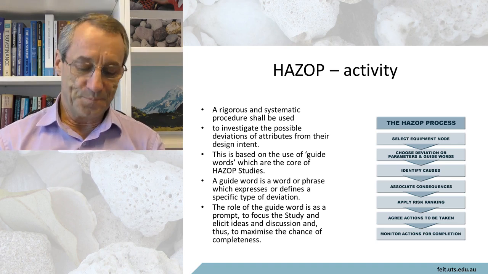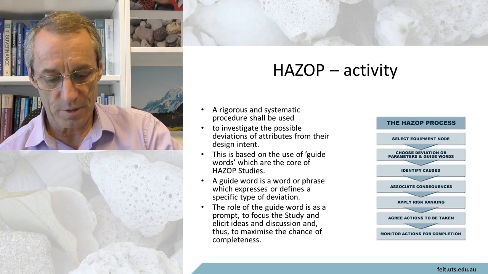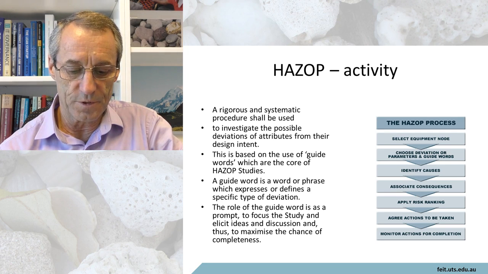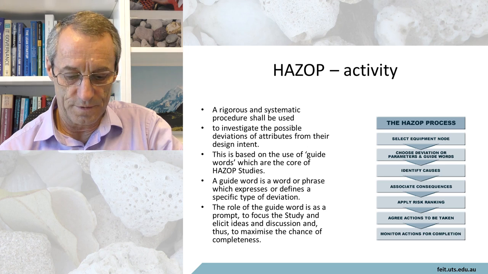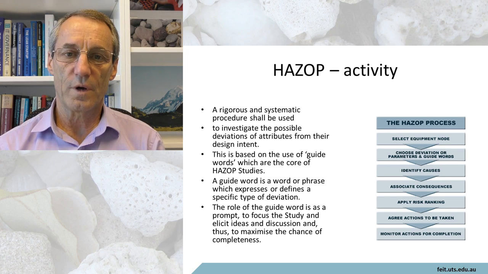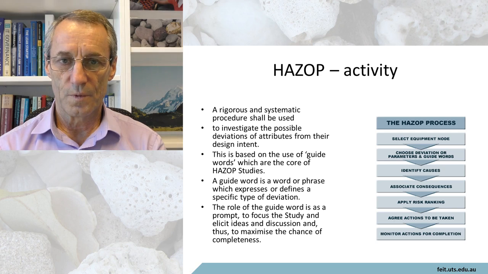The activity: a rigorous and systematic procedure shall be used to investigate the possible deviations of attributes from their design intent. Now this essentially means you have a look at some component in the architecture and you determine what it should do.